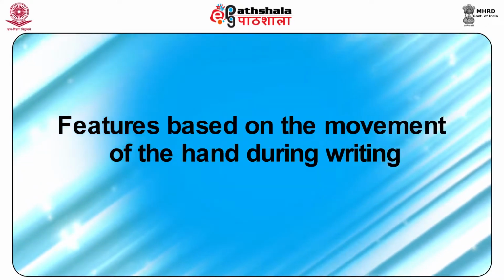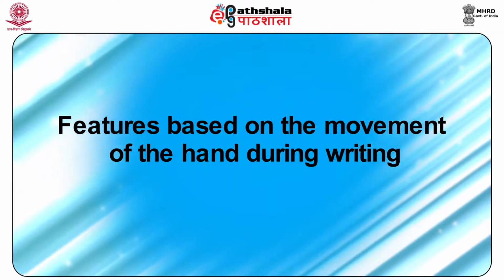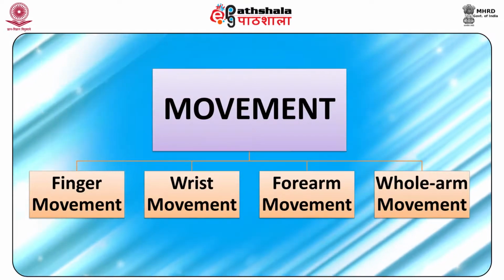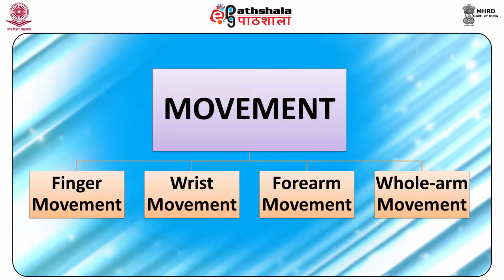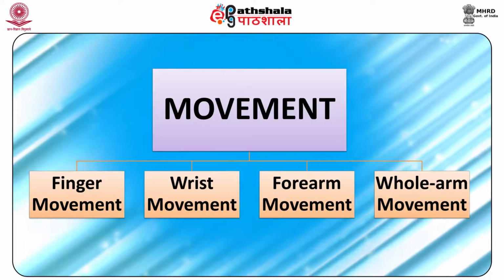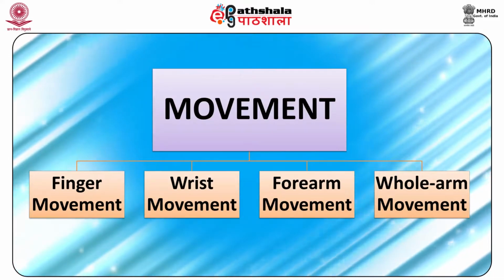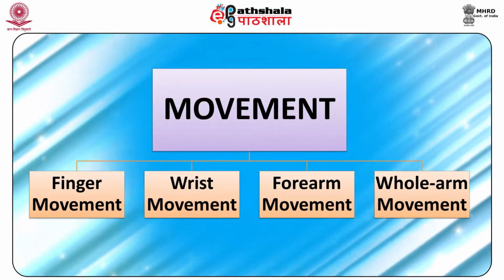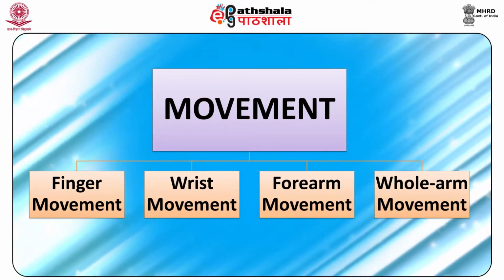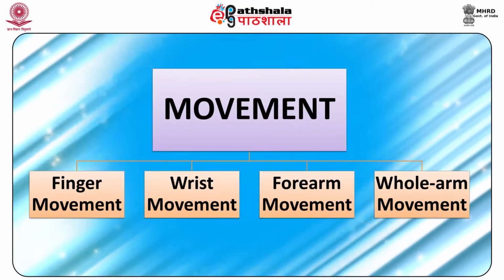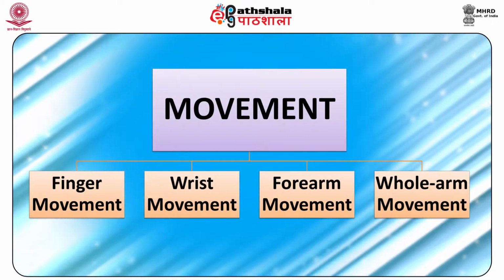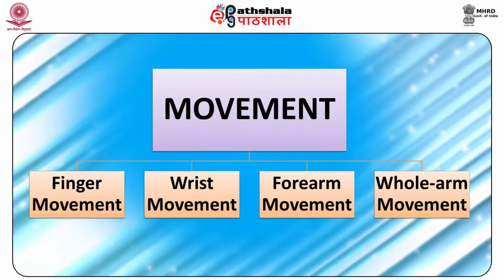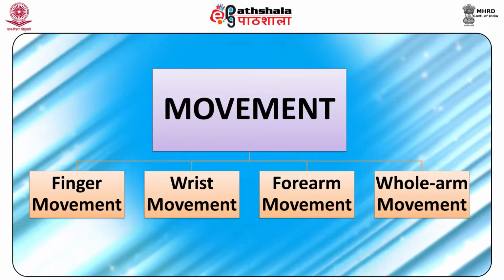Now let us learn about features based on the movement of the hand during writing. The movement in writing includes the movement of the whole arm, fingers, hand, and forearm during the production of handwriting. The movements which are required in the production are finger movement, wrist movement, forearm movement, and whole arm movement. Now let us learn about these movements in detail.